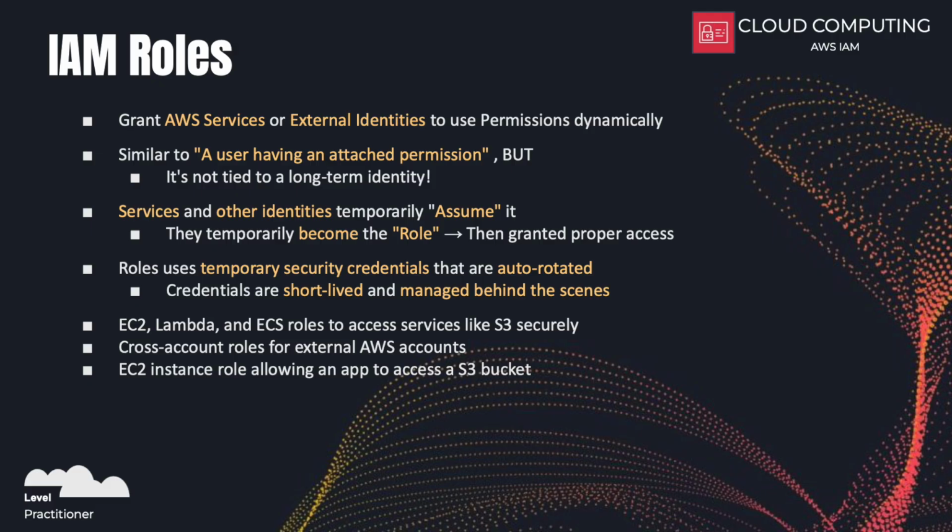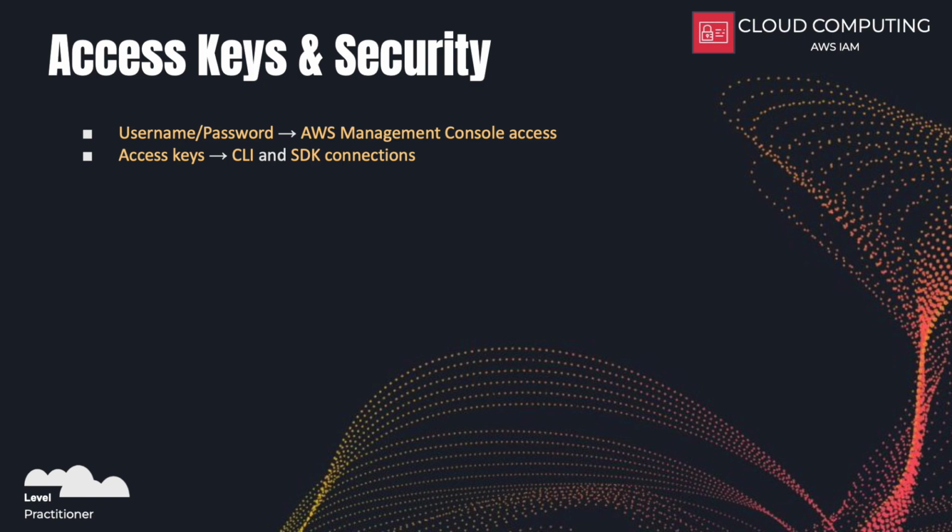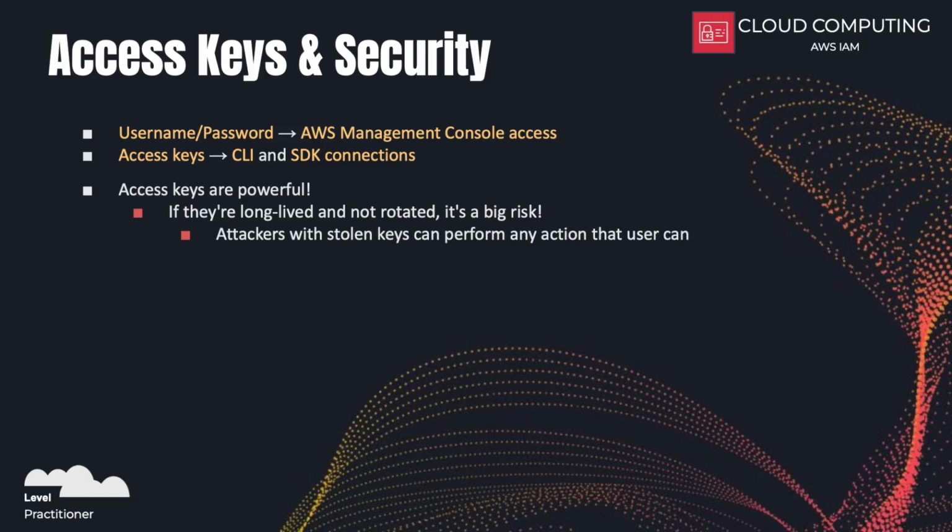Now, switching gears a little bit. Since we're talking about how identities actually authenticate to AWS, let's talk a bit more about access keys and how to handle them safely. When IAM users connect through the AWS Management Console, they use a username and password, and when they connect through the CLI or SDK, they use access keys. Access keys are powerful, and if they're long-lived and not rotated, they become a big risk for you. If someone gets access to those keys, they can perform any action that the user is allowed to do.